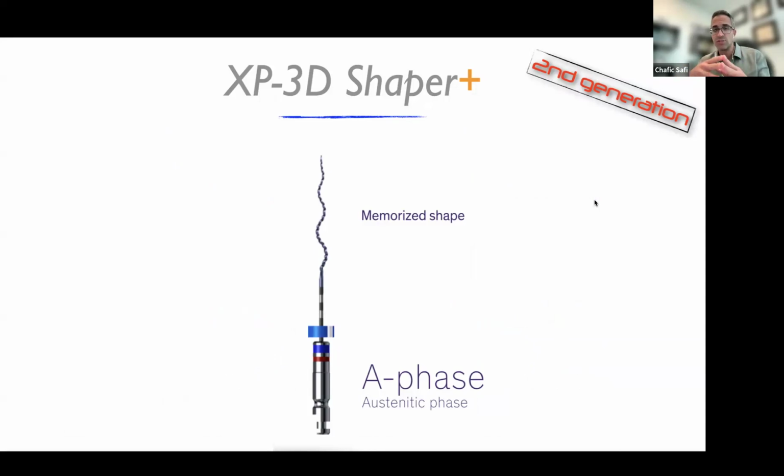The XP3D Shaper Plus has been designed in order to really not have to be anymore dependent on temperature change. The crystalline structure of this file is made of hyperflex alloy, and this makes it able to be in the memorized shape at all temperatures and to be able really to do the root canal treatment regardless of the temperature of the tooth.